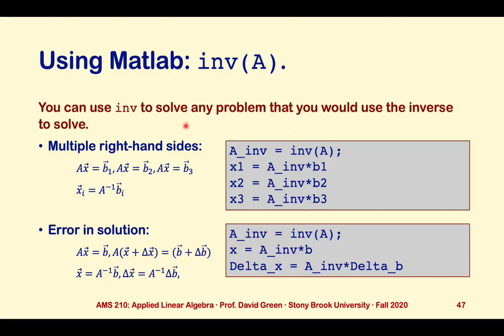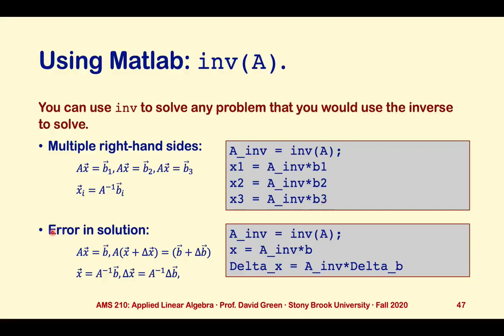If I've already defined A and all of my vectors on my right-hand sides, we can then store the inverse, A inverse equals inverse of A, and then use this stored answer to get x1 by multiplying it by b1, x2 multiplied by b2, x3 multiplied by b3, and so on.